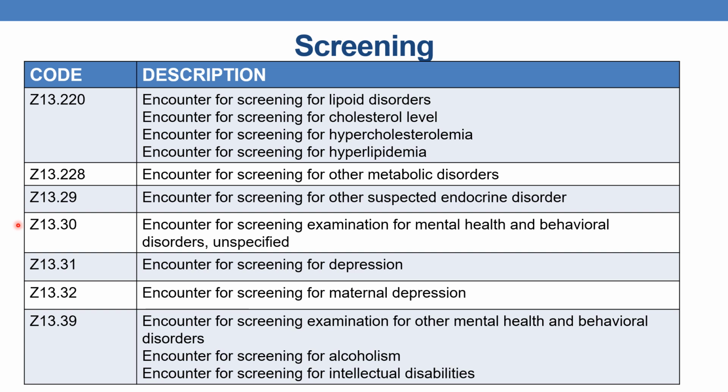The next is Z13.30, encounter for screening examination for mental health and behavioral disorders unspecified. The next is Z13.31, it deals with encounter for screening for depression. The next is Z13.32, it deals with encounter for screening for maternal depression. The next is Z13.39, it deals with encounter for screening examination for other mental health and behavioral disorders. Or encounter for screening for alcoholism or encounter for screening for intellectual disabilities. In all these cases, you need to code Z13.39.